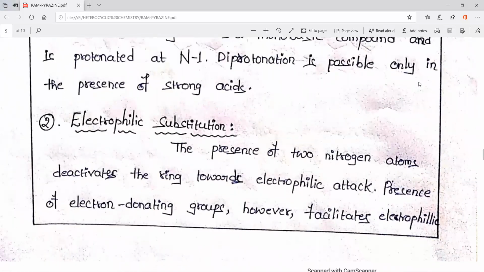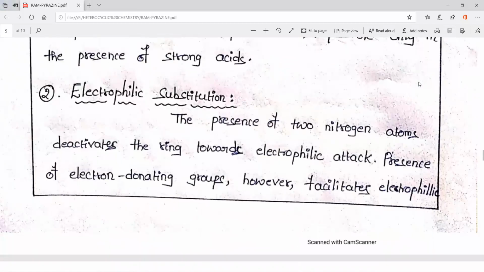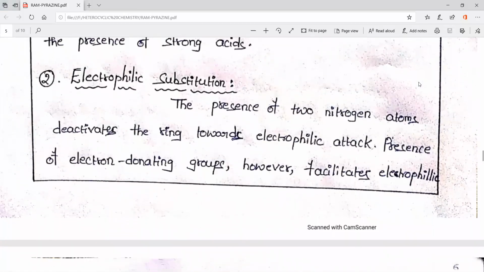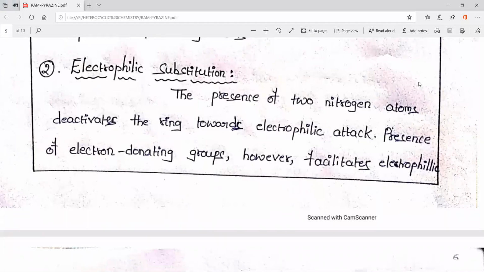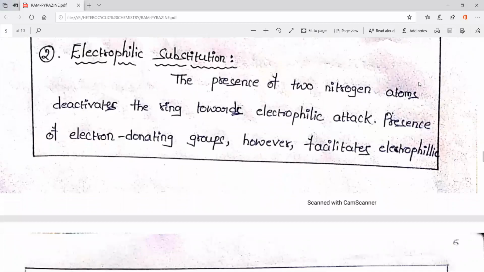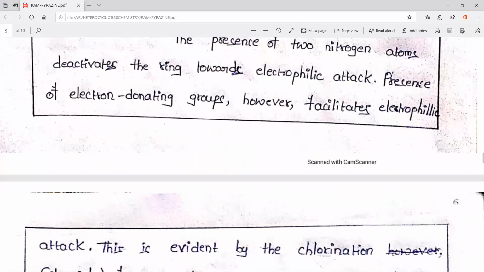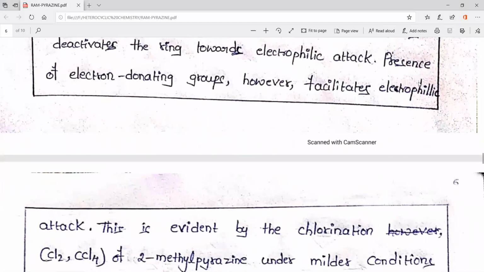So electrophilic substitutions. The presence of two nitrogen atoms deactivates the ring towards electrophilic attack. As with the other diazines, pyrazines also do not easily undergo electrophilic substitutions. So if electron donating groups are present, then electrophilic substitution is possible.